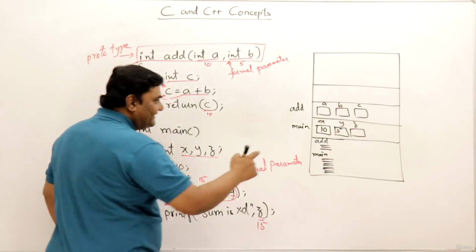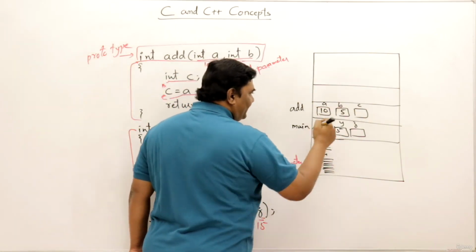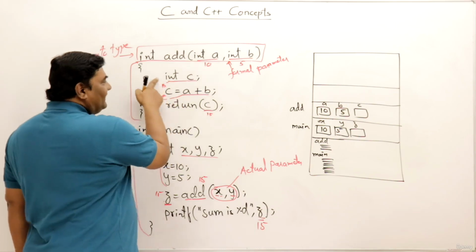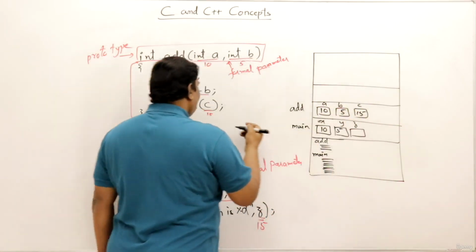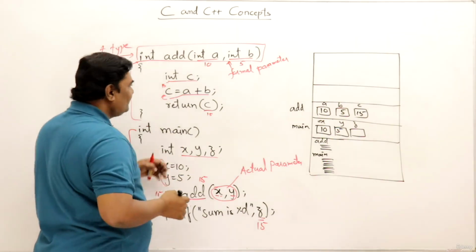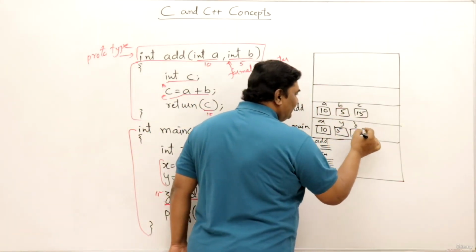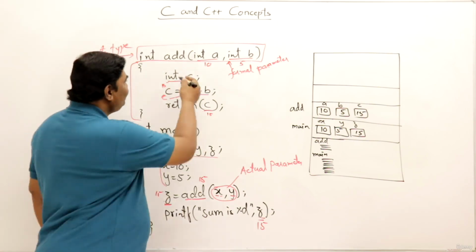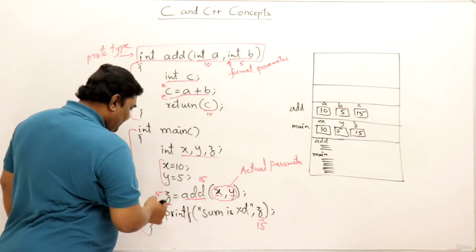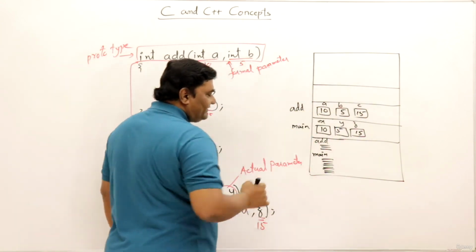Now the value of x, that is 10, is passed here, and the value of y is passed here. Then it will add these two numbers, so the result is 15. Now the next line is returning. When it is returning, the value of c is copied into z, because in this line you can see it is copied in z. Then once the function ends, it returns back to this line. So this activation record is deleted.